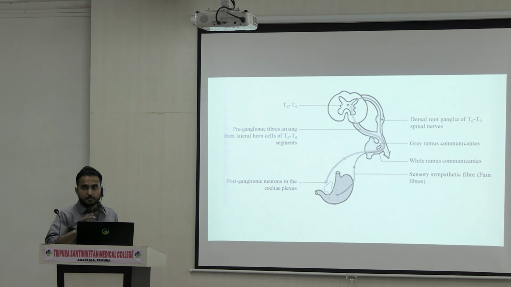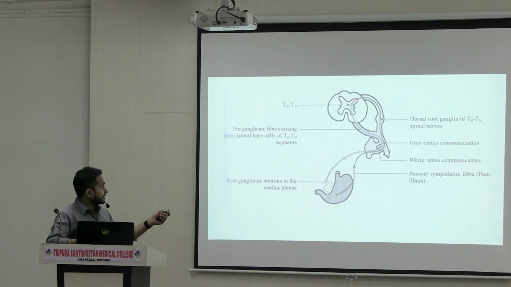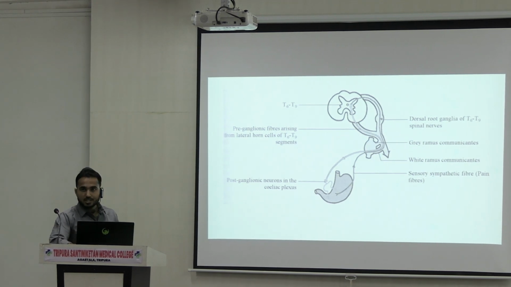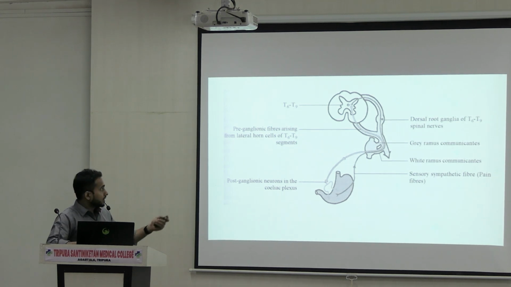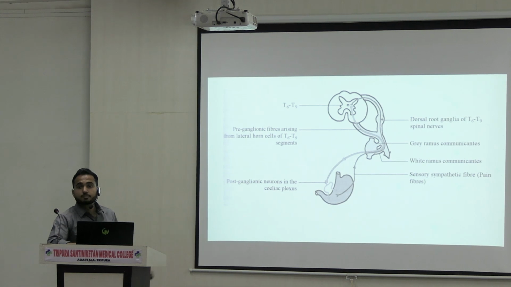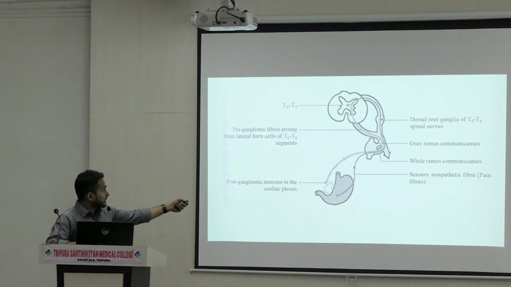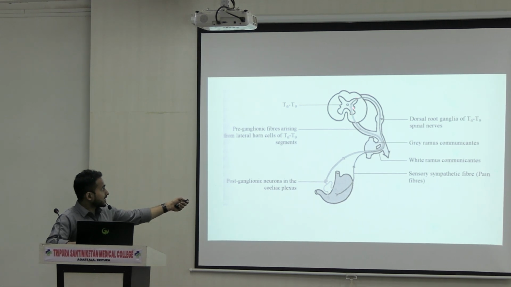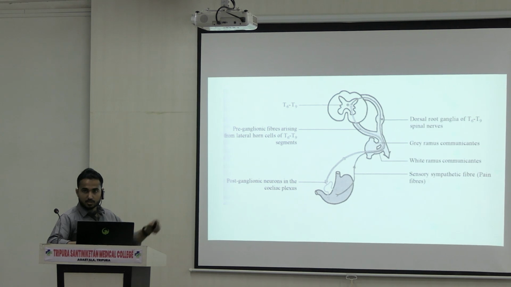Now this is the diagram. Before going to the diagram, let me show you. This is the diagram for the sympathetic nerve supply of the stomach. Can anyone tell me what this is? This is the cut section of the spinal cord. This is the ventral horn, this is the dorsal horn, and this is the lateral horn. Like this, different horns are there in the spinal cord.